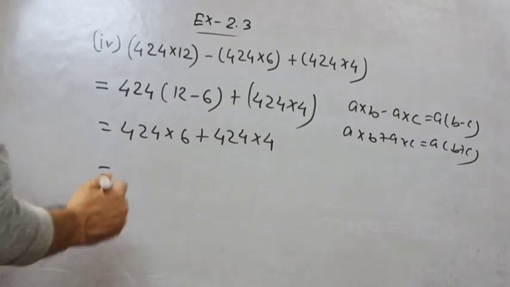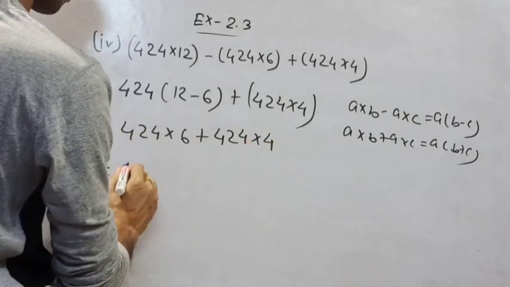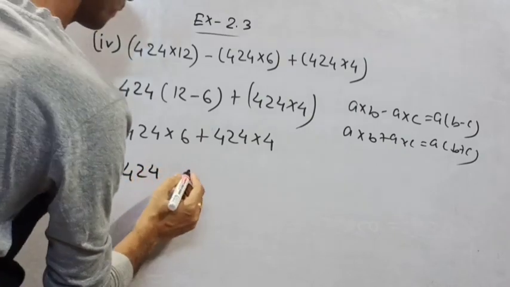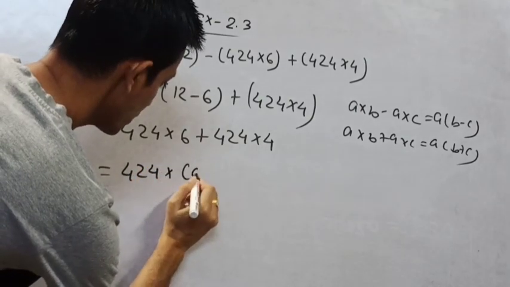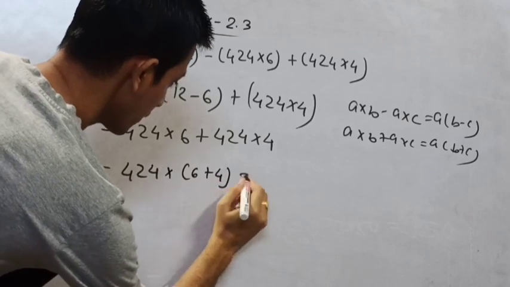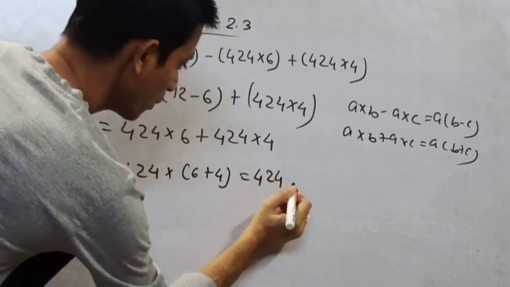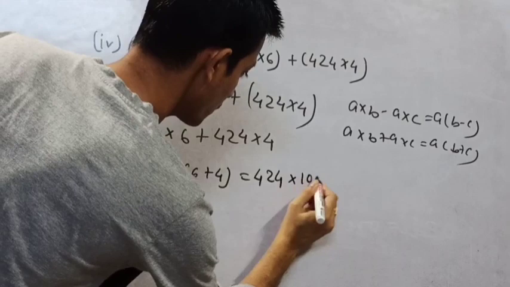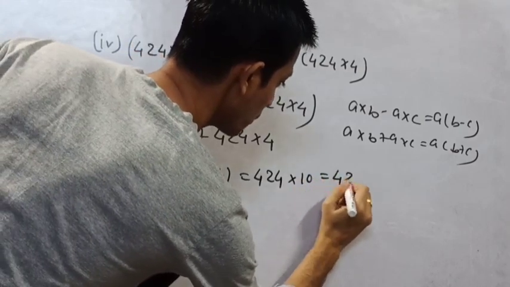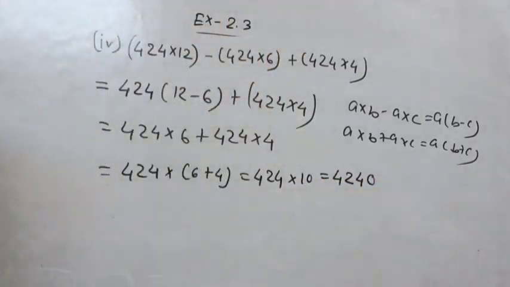Now we have A into B plus A into C. So 424 into 6 plus 4 is equal to 424 into 10. So that is 4240.